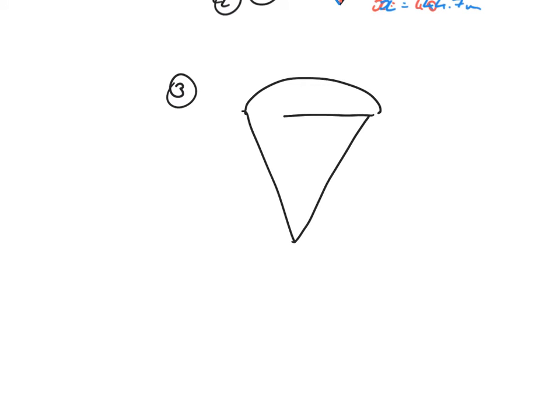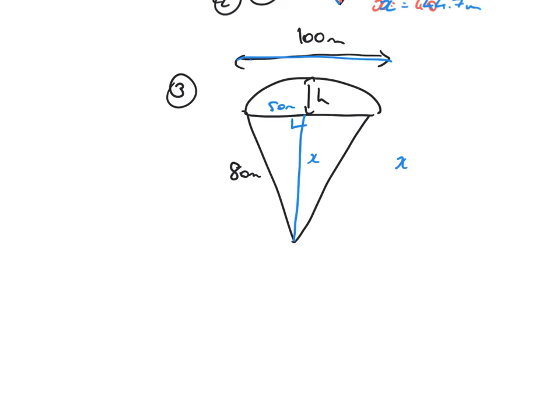Another sector of a circle, and we're told this time that the length from there to there is 100 metres. We're told that the radius there is 80 metres, and again we have to find h. So we know that if that's 80 metres, that will be 80 metres, and straight up and down will also be 80 metres. Okay, so look for the right angle triangle again.